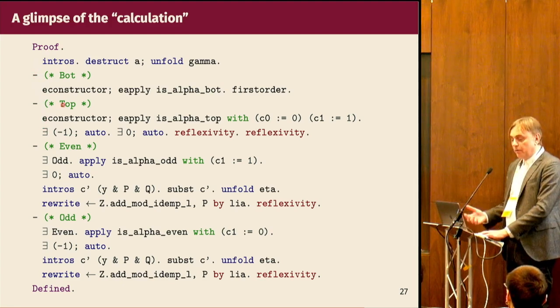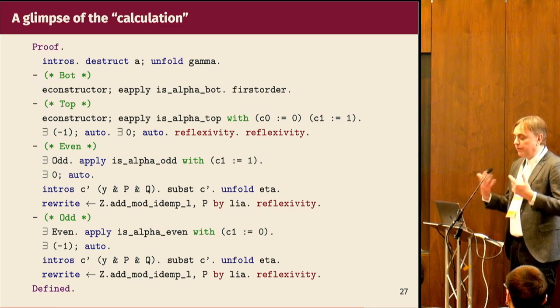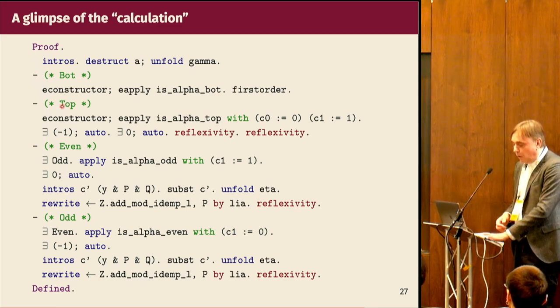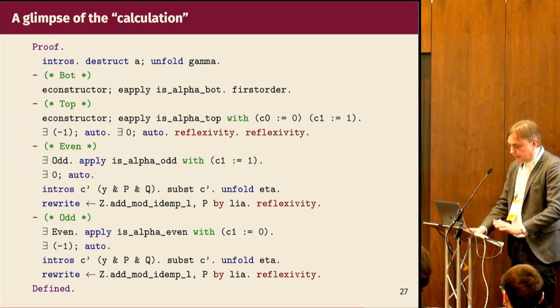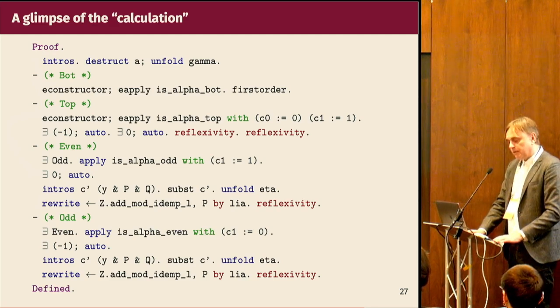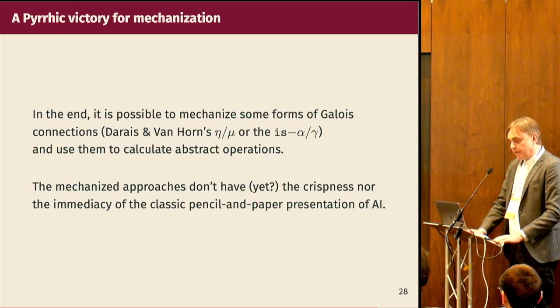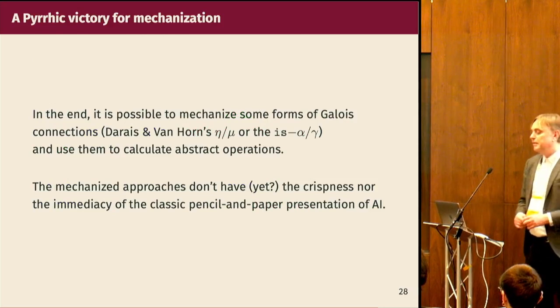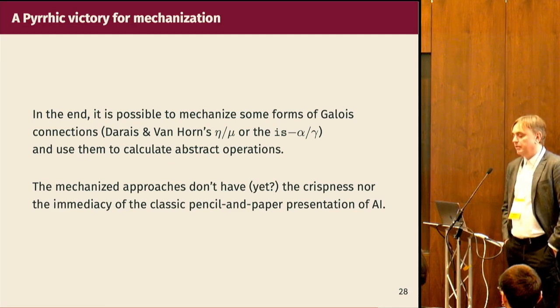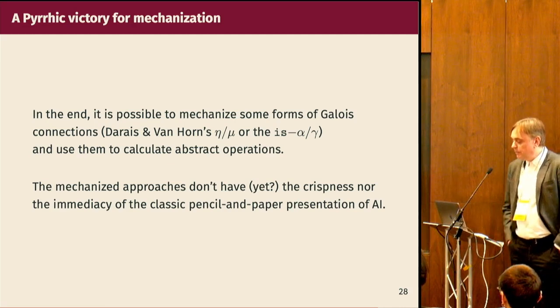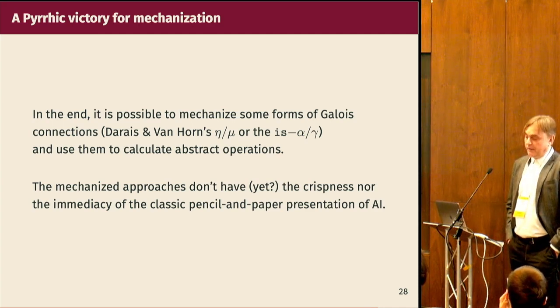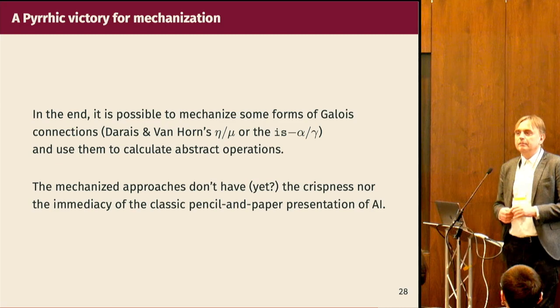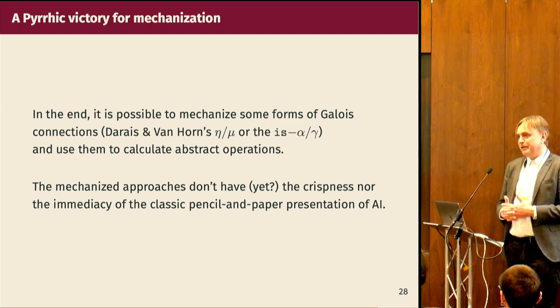And in each case, either I just invoke theorems and the corresponding value pops out of the theorem, or I actually say it explicitly. So it's not super pretty, but it's a step, let's say, towards some kind of calculation. As I say, it's kind of a Pyrrhic victory for mechanization. In the end, it is possible to mechanize some forms of Galois connections, that could be Darais and Van Horn's eta mu, or the is alpha gamma presentation, as I just showed you, and use that to calculate abstract operations. But the mechanized approaches don't have yet the crispness nor the immediacy of the classic pencil and paper presentation of AI.